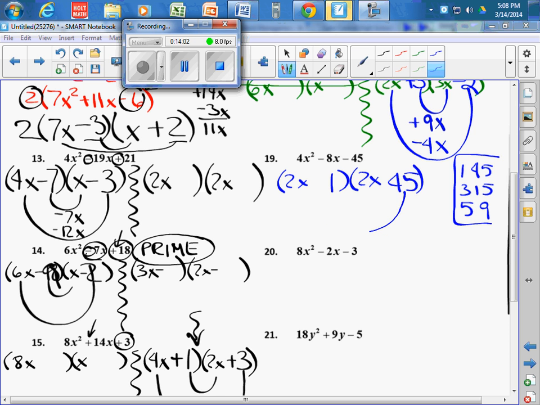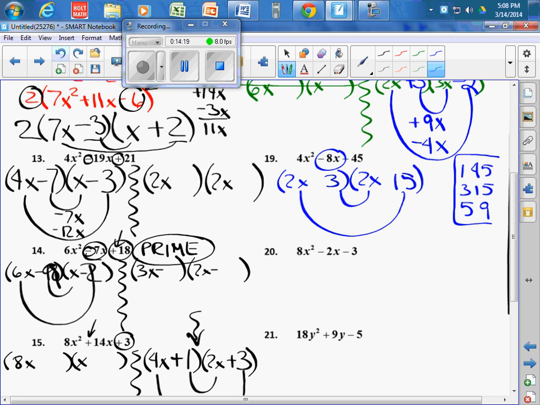Well, obviously 45 times 2x is going to give us 90x, and that's just too far away from the negative 8x, right? So 1 and 45 is not going to do it. How about the 3 and the 15? Here I'm going to have 6x. Here I'm going to have 30x. Can I get negative 8x out of that somehow? 6x and 30x? No.